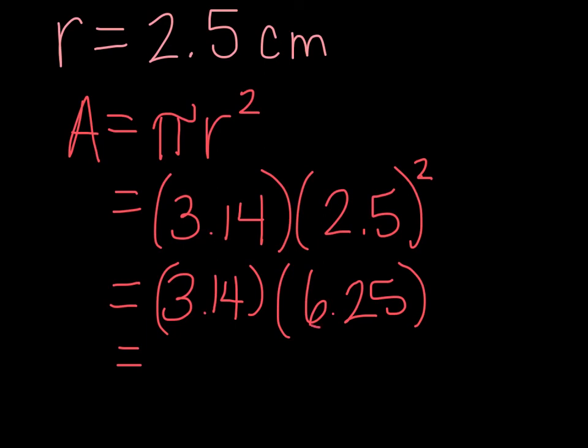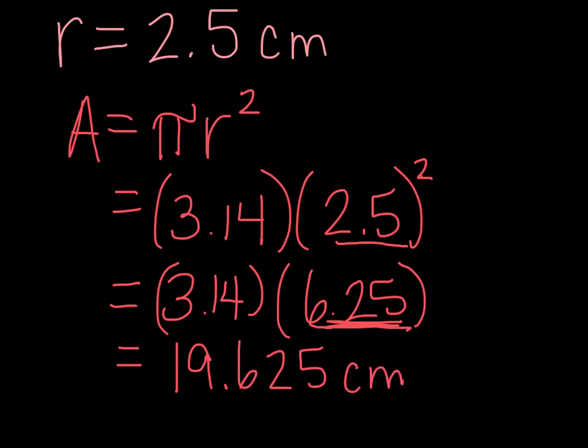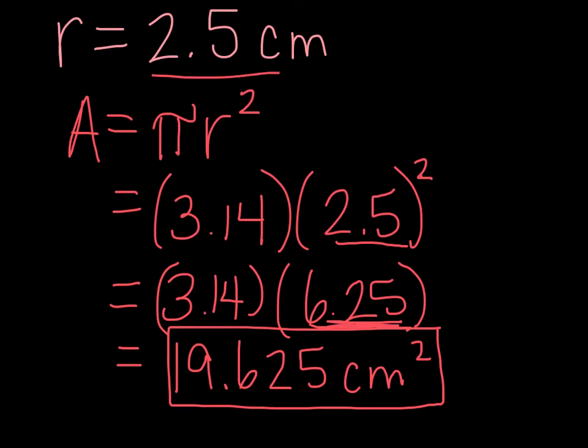So literally I've made a square with an area of 6.25. The dimensions were 2.5 by 2.5, and my area is 6.25. So then when I multiply, I get 19.625 centimeters squared. So it would take 19.625 square centimeters to cover a circle with a radius of 2.5 centimeters.